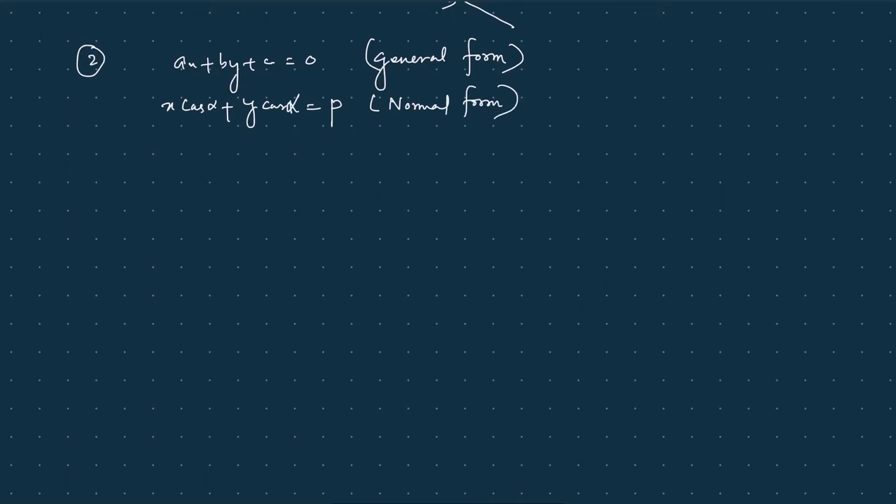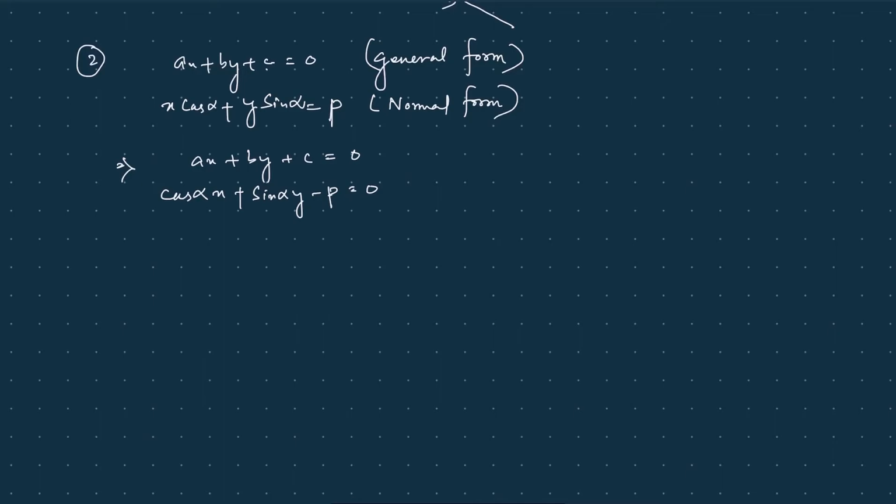Suppose these two equations represent the same line. Then if I keep the general form as it is, and bring this p to the left-hand side, I can write it like this: cos alpha x plus, sorry, this is cos, this is sine alpha into y minus p equal to 0.